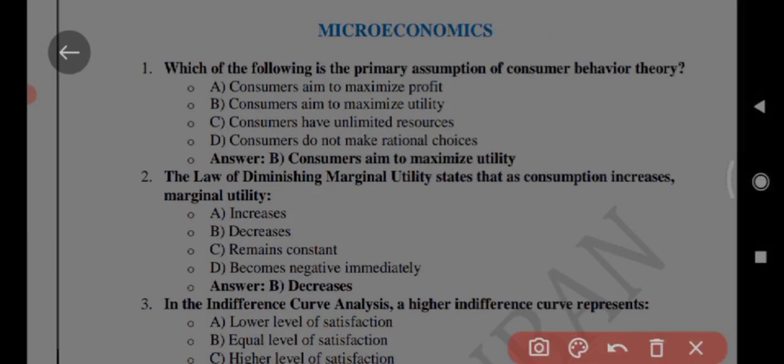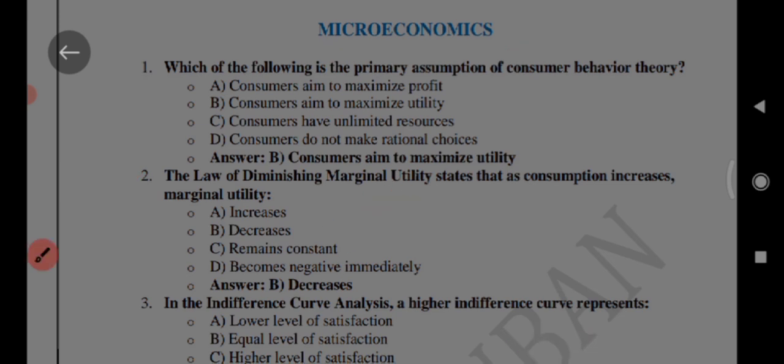Topic: Microeconomics. First question. Which of the following is the primary assumption of consumer behavior theory? Answer: option B, consumers aim to maximize utility. The law of diminishing marginal utility states that as consumption increases, marginal utility: option B, decreases.